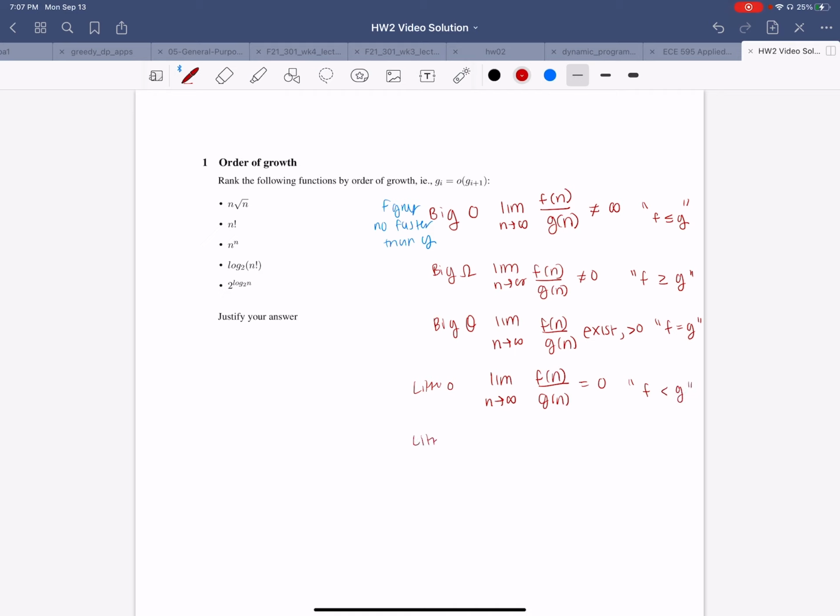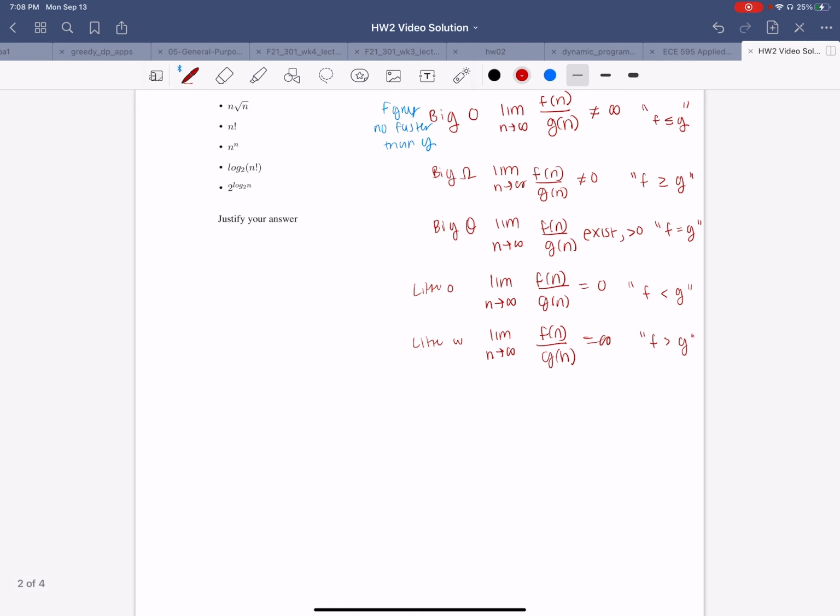And then finally, for little omega, we have that the limit as n goes to infinity of f of n over g of n, if that is equal to infinity, then we can say that f is strictly greater than g. F grows faster than g. Note the subtle differences between big O and little o and big omega and little omega.